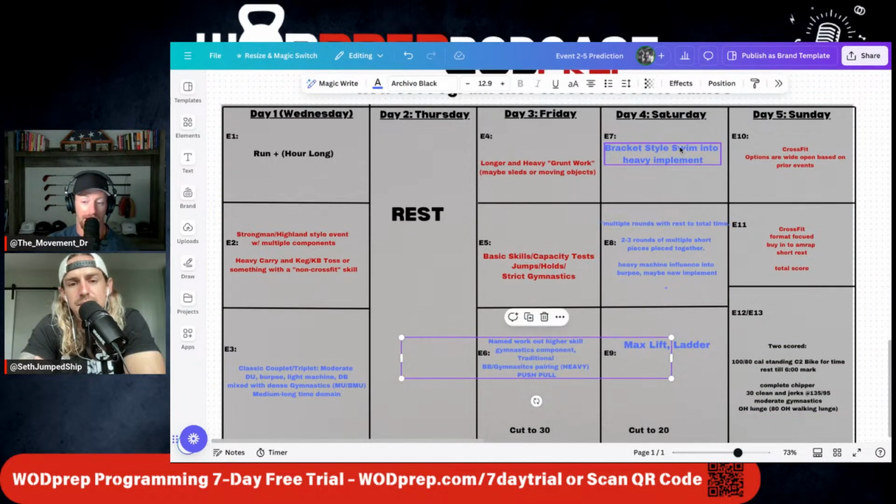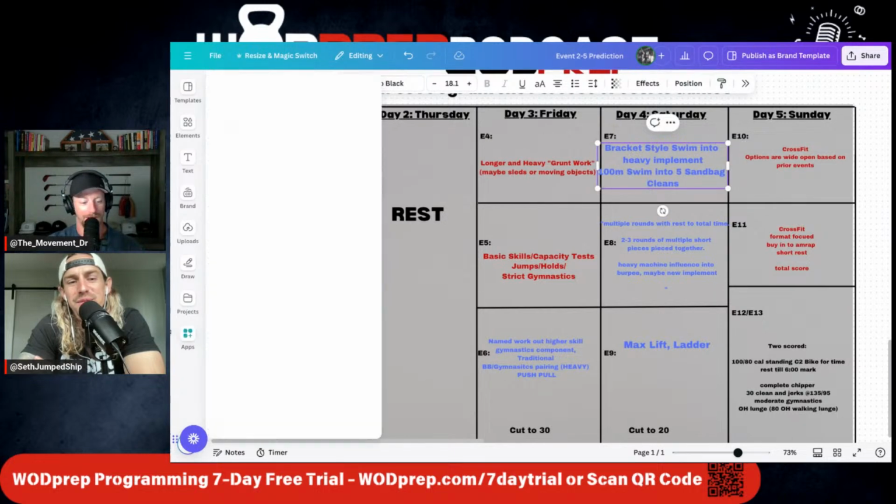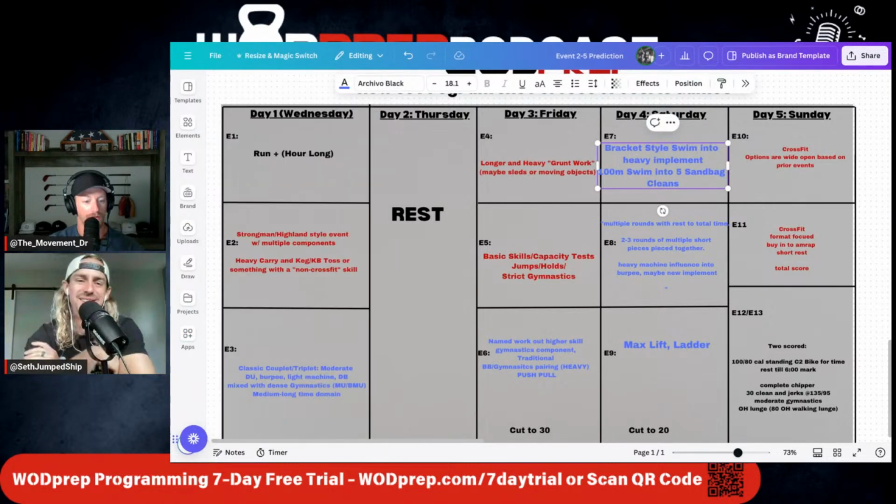Bracket style swim into heavy implement, right? So we're thinking something like a 100 meter swim into like 5 sandbag cleans. We'll just start to write notes. God, that would suck. Oh my God. It would be fun to watch.